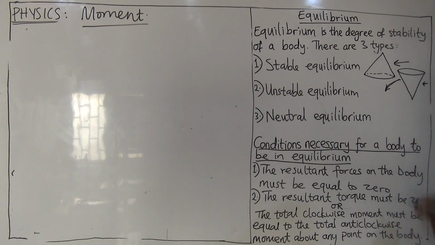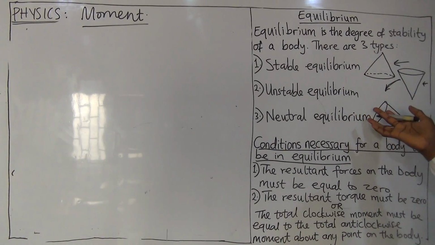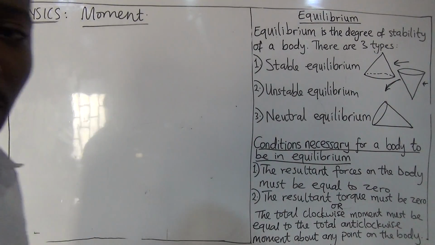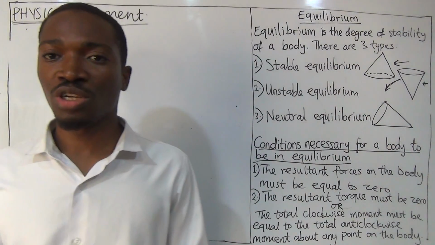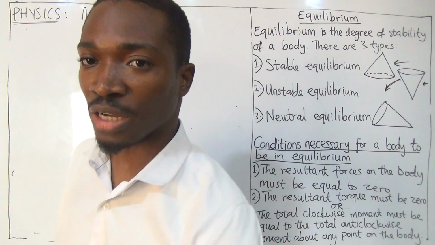What about neutral equilibrium? Consider a cone that lies on a slant face. In this case, when you apply little force to push the cone forward, it just rotates forward and stays in its new position. In this case we don't consider the cone to be biased to be stable or unstable, but it's neutral. That's why we call this neutral equilibrium. Let us consider a practical situation where we have stable equilibrium, unstable equilibrium, and neutral equilibrium.